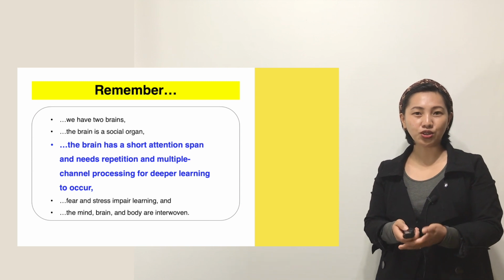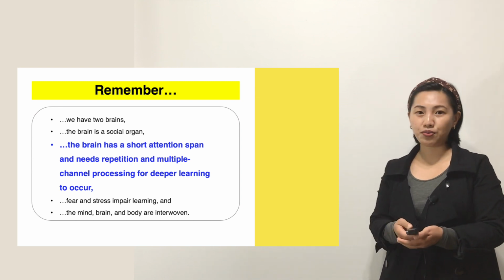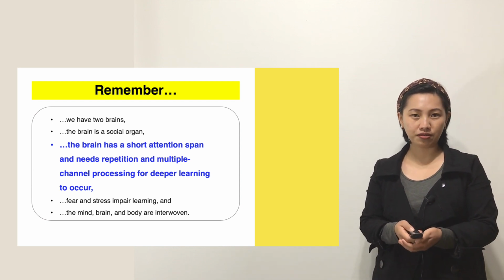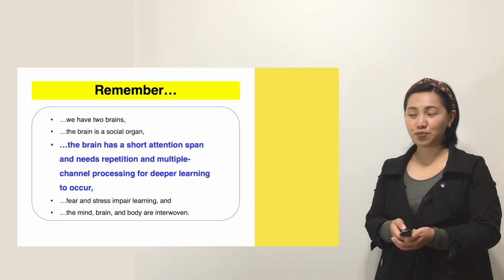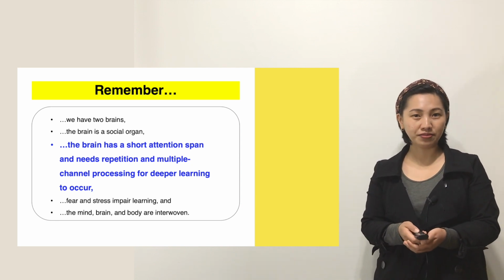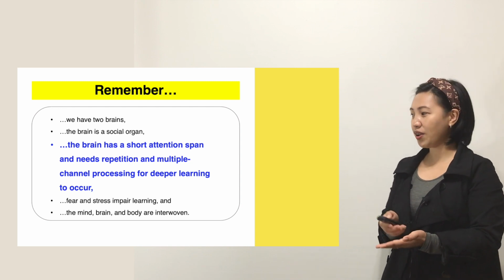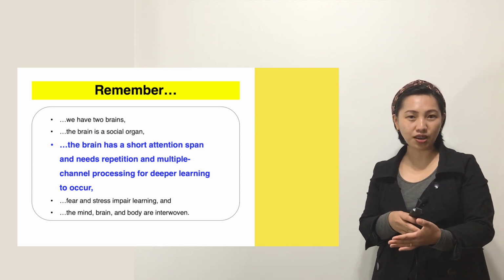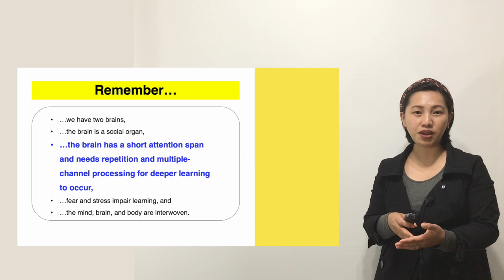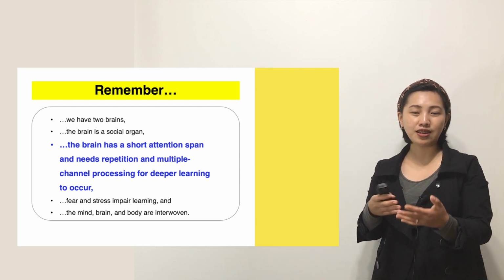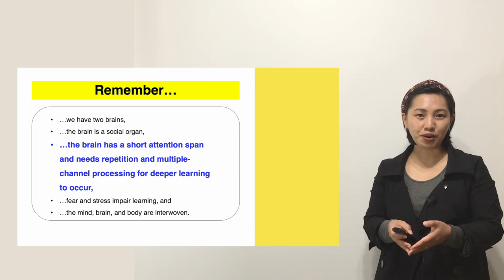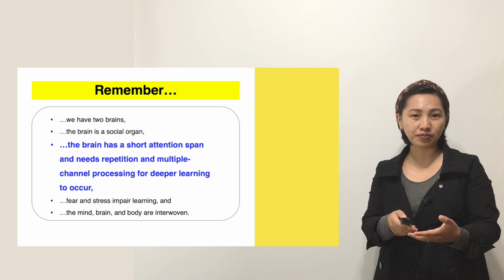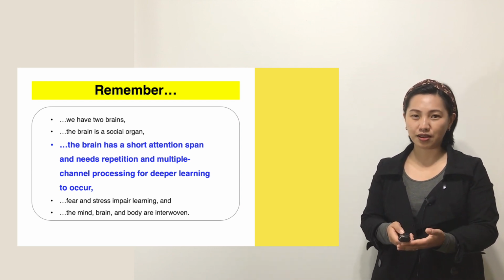The brain has a short attention span and needs repetition and multiple channel processing for deeper learning to occur. The brain has a short attention span. That's true, right? That's why earlier we said in the strategies there should be chunking of information, and also there should be a non-learning time or settling time. Remember that we should allow our students to have some non-learning time in between learning to let the information settle.